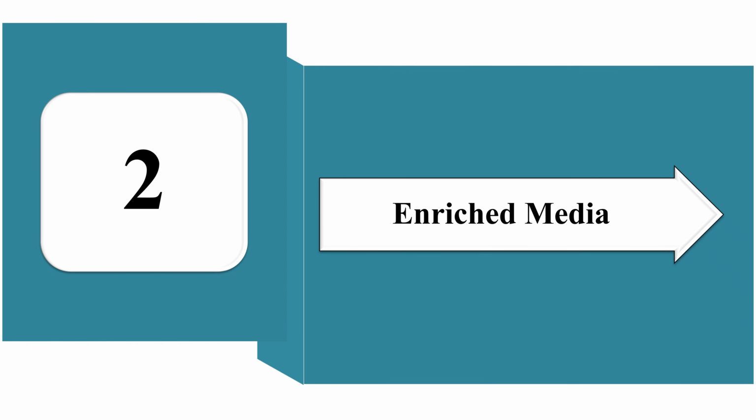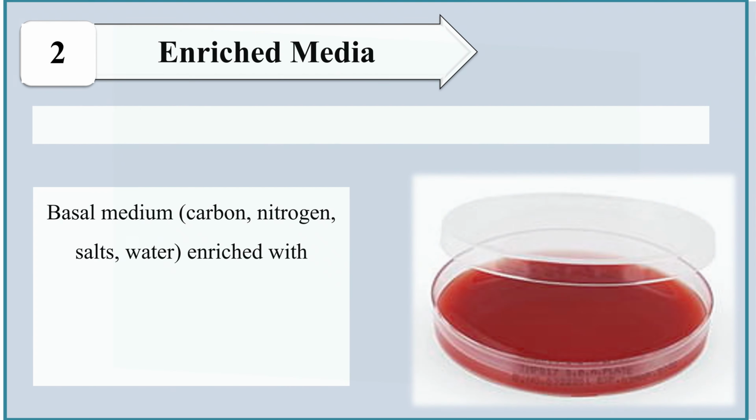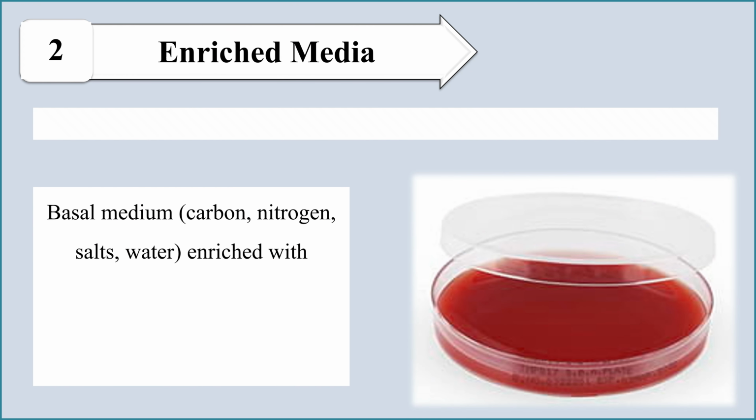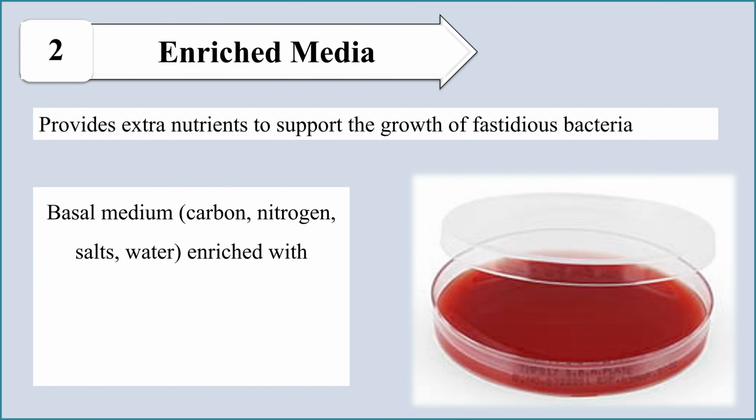What is enriched media? These are the media that provide extra nutrients to support the growth of fastidious bacteria. What are fastidious bacteria? These are the bacteria that are difficult to grow in the lab because they require complex nutritional or environmental needs. Examples are Neisseria gonorrhoeae, Campylobacter species, Bordetella, and many more.